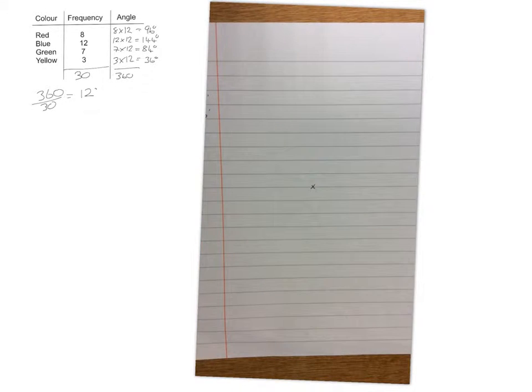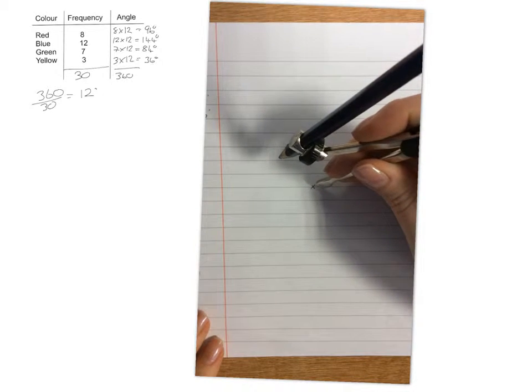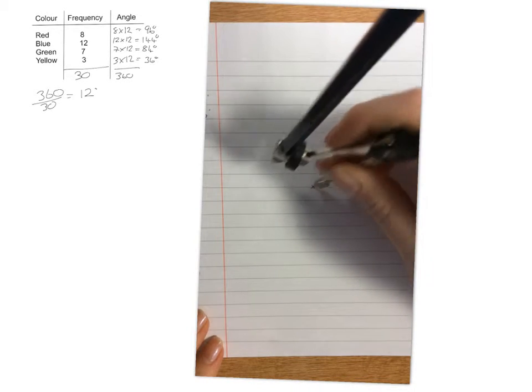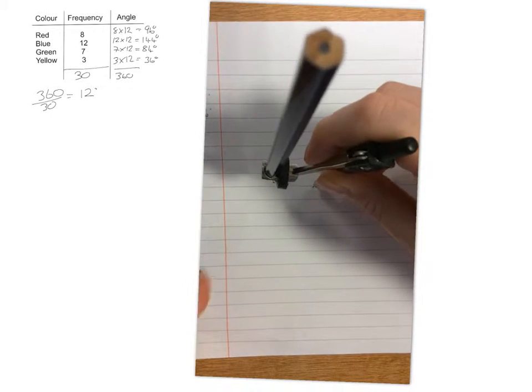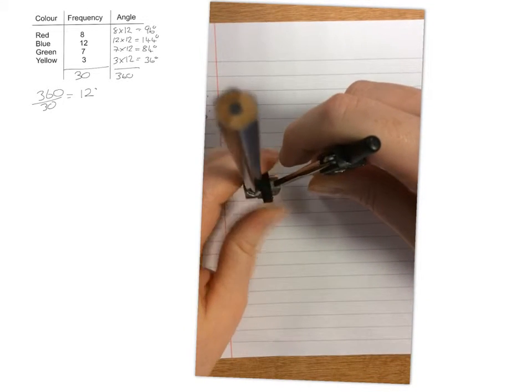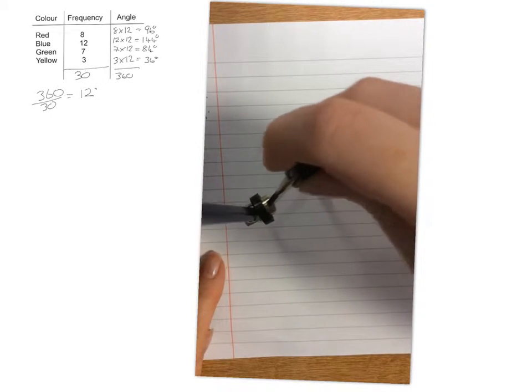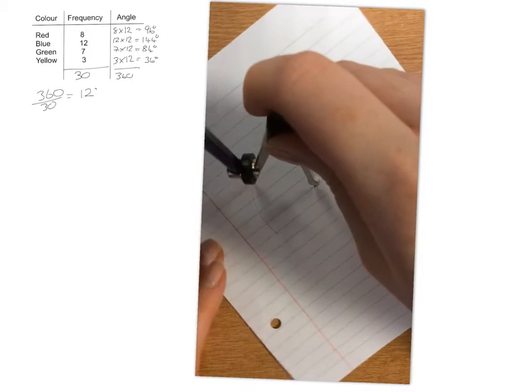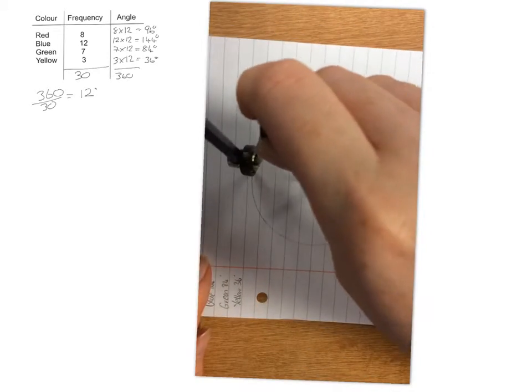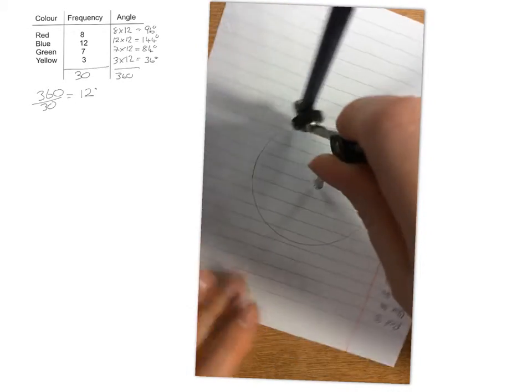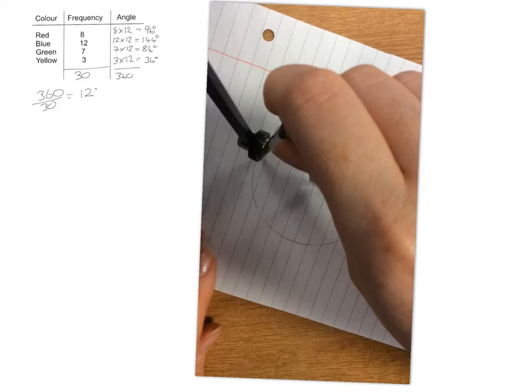Okay, once we've calculated our angles, we need to draw our pie chart. Now, start by marking the centre of your circle and put the pin of the compass carefully on the centre of the circle. Using the weight of your hand to press down on the pin and not on the pencil, draw your circle. If you press heavily on the pencil side of the compass, the pencil's going to slip.